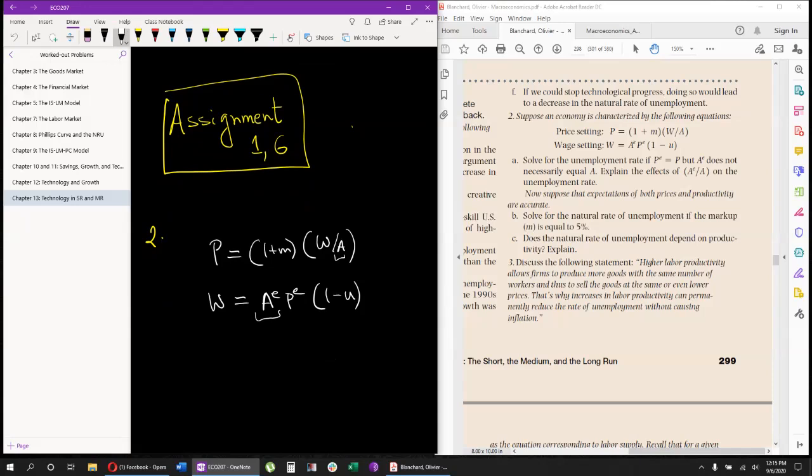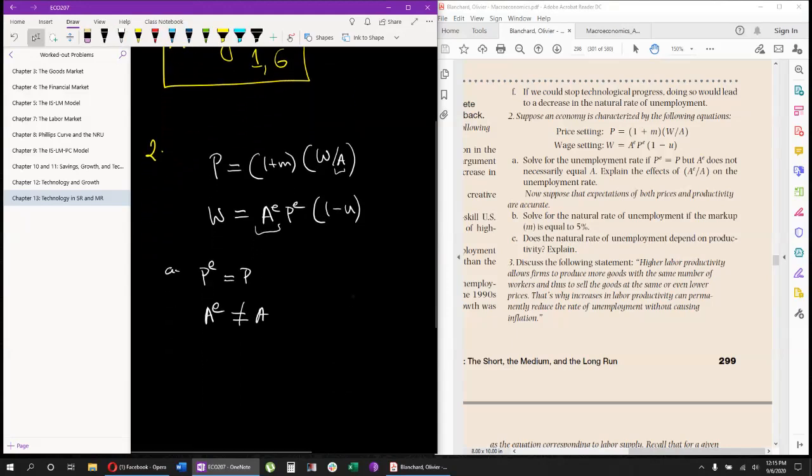Okay. So the question says, part 1, solve for the unemployment rate if price is equal to expected price, but expected technology is not equal to technology. As a result, what will be the unemployment rate?